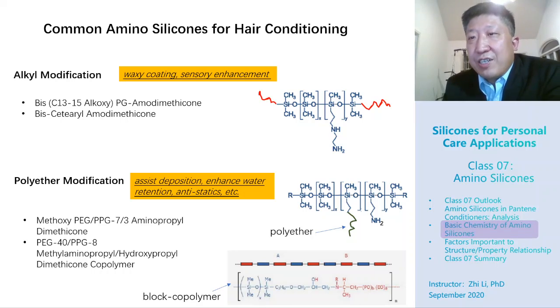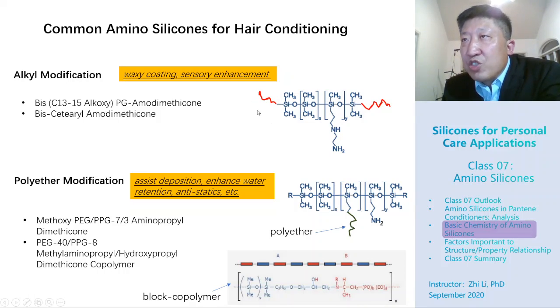Beyond that, they are selling a little bit fancier aminosilicones. As shown here, they could be alkyl modified. Common ones are N-chain, long chain, and capped long chains, long alkyl chain.